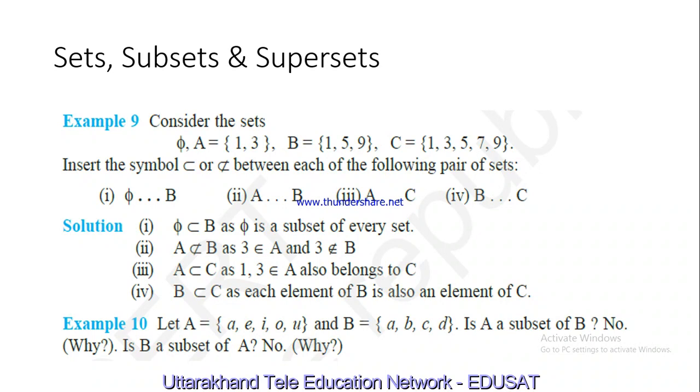The A and B here, since A has 1 and 3 but B has only 1, 5 and 9, it does not have 3. So for B to be a superset of A, or conversely for A to be a subset of B, all the elements of A should also be present in B, but that is not the case here. 3 is one element which is not present in B, and that is why A is not a subset of B.